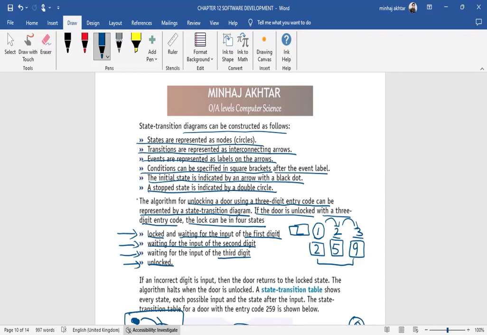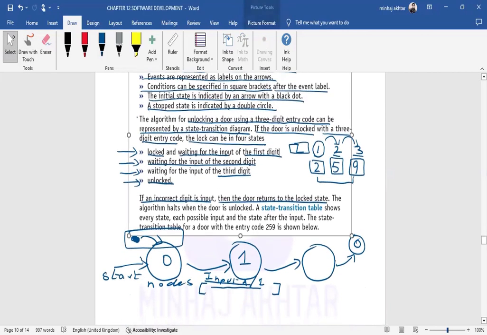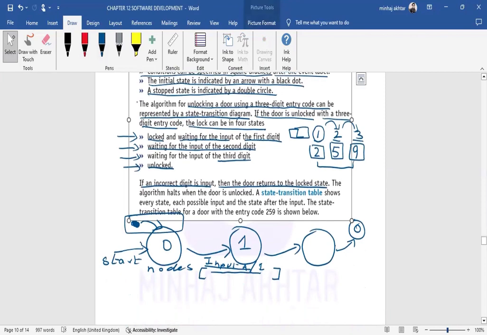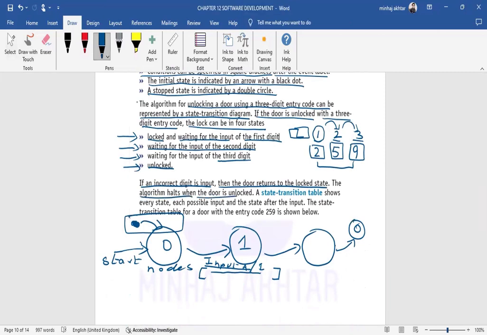Now what happened? If an incorrect digit is input, then the door returns to the locked state. If you input a wrong value, definitely what happened? The door will be locked again. The algorithm halts when the door is unlocked. Yes, if the door is open, it means the algorithm is halted. Halted means to stop because the door is unlocked.